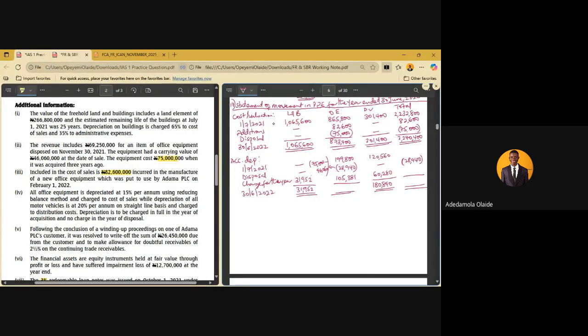These are 30/6/2022. So we label this A, we label this B, label this C, and we label this D. So to get our carrying amount as at 30/6/2022, it will be B minus D. As at 1/7/2021, it will be A minus C.